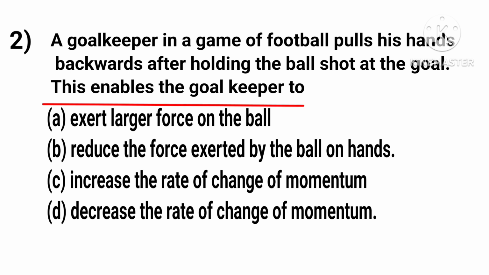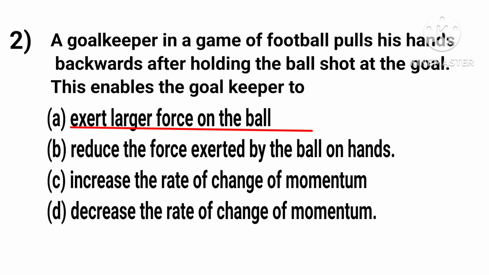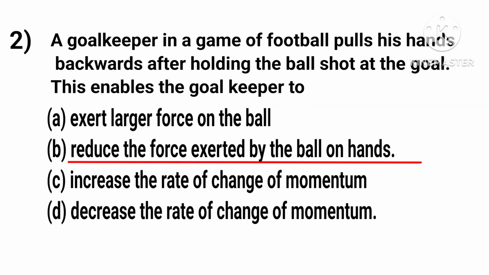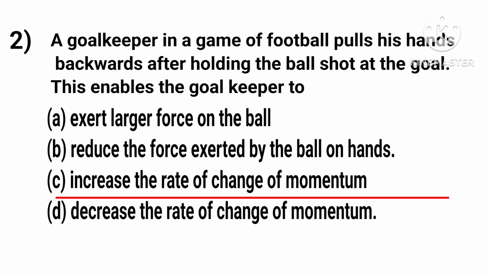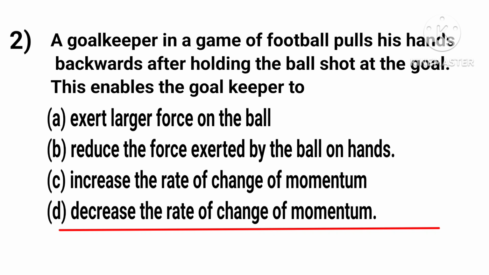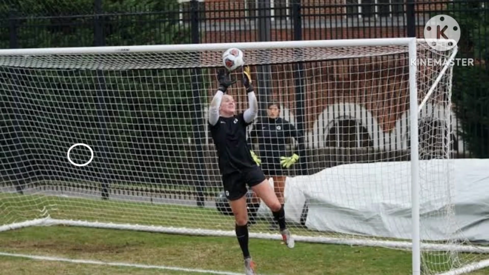A goalkeeper in a game of football pulls his hands backwards after holding the ball shot at the goal. This enables the goalkeeper to A. Exert larger force on the ball. B. Reduce the force exerted by the ball on hands. C. Increase the rate of change of momentum. D. Decrease the rate of change of momentum. The answer is B, because as the goalkeeper holds the ball, he swings his hand back. This reduces momentum change rate. As a result, it reduces the force of the ball exerted on the keeper's hand.